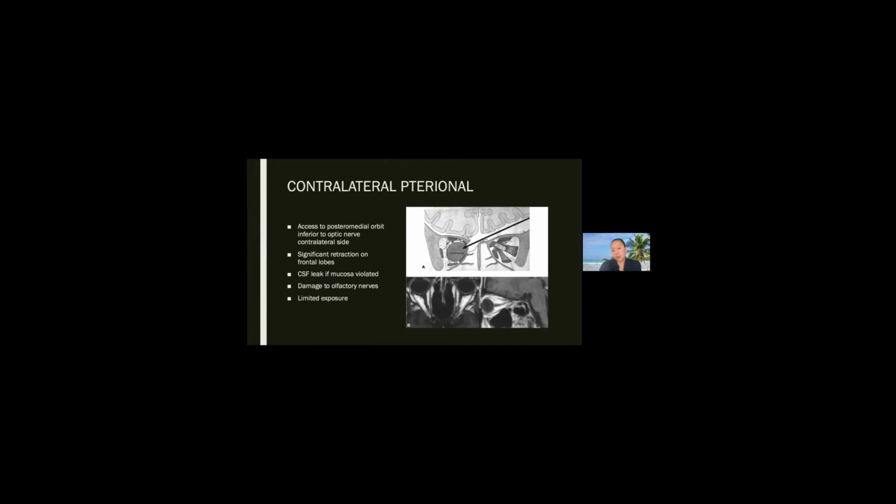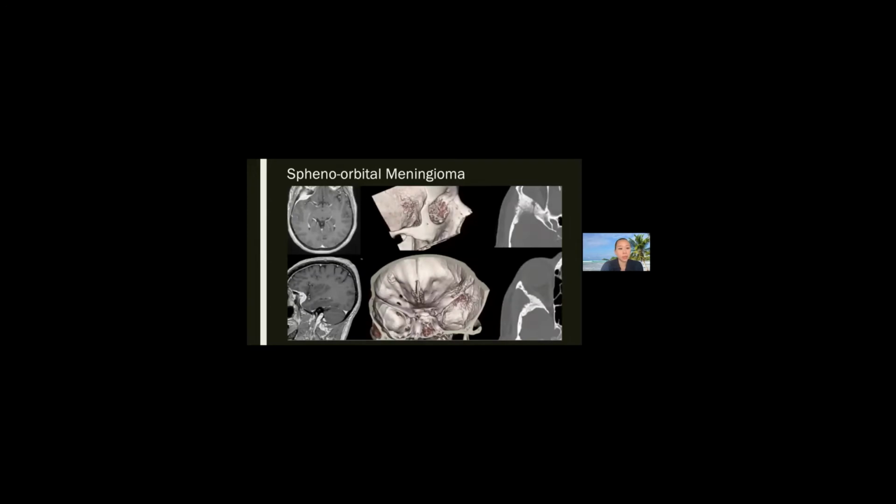And people have even described a contralateral pterional craniotomy. The normal pterional craniotomy gets you to the lateral, superolateral orbit. And people have described using a contralateral pterional to get you to the medial posterior edge of the contralateral orbit. Of course, that means significant retraction on the frontal lobes, potential damage to olfactory nerves, and is still a pretty limited exposure, but it is possible. So this is like a typical pterional case that you would use it for.